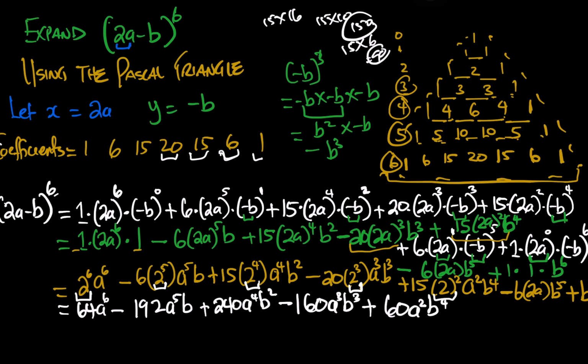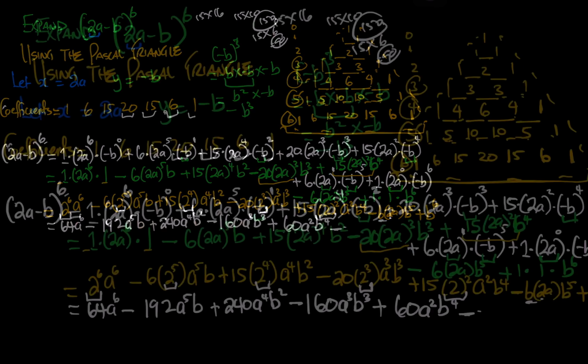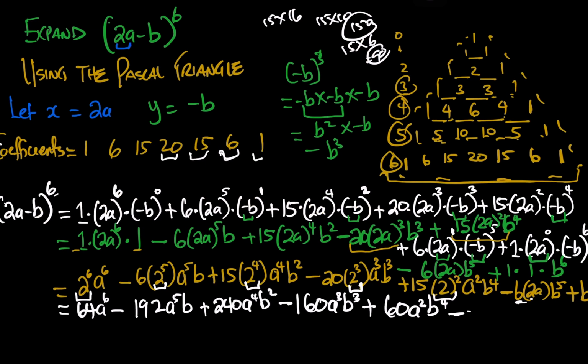And then this is going to give us minus 2 times 6 is 12. So negative 12. Sorry about that. We're going to have negative 12a. Yes, this and this gives us negative 12a. And then we have our b to the power 5 coming, plus b to the power 6, in that order.